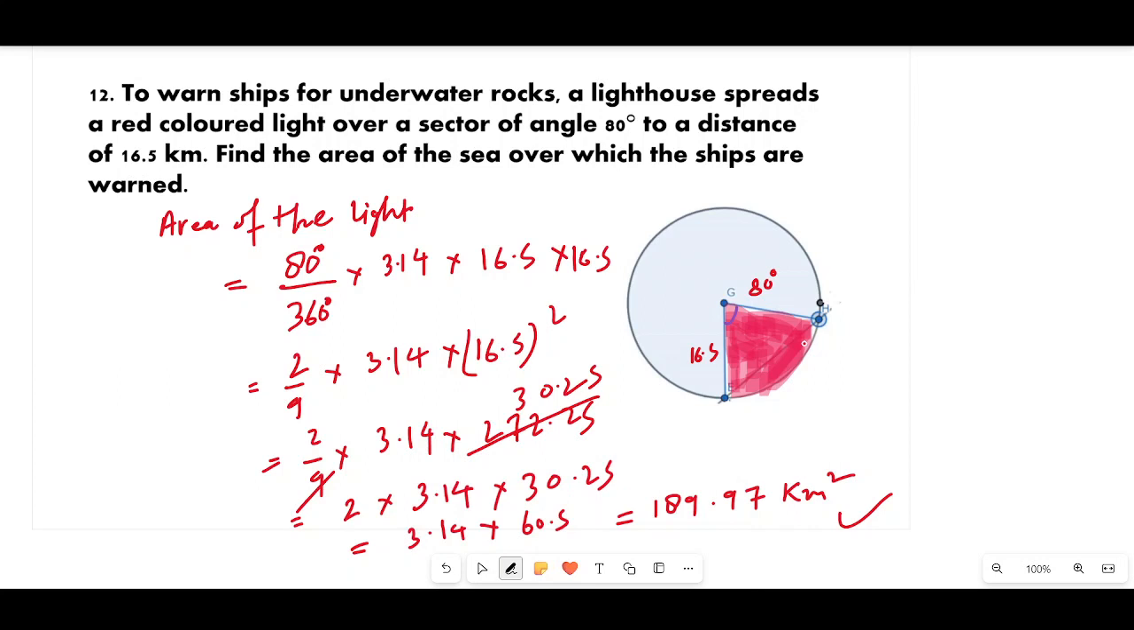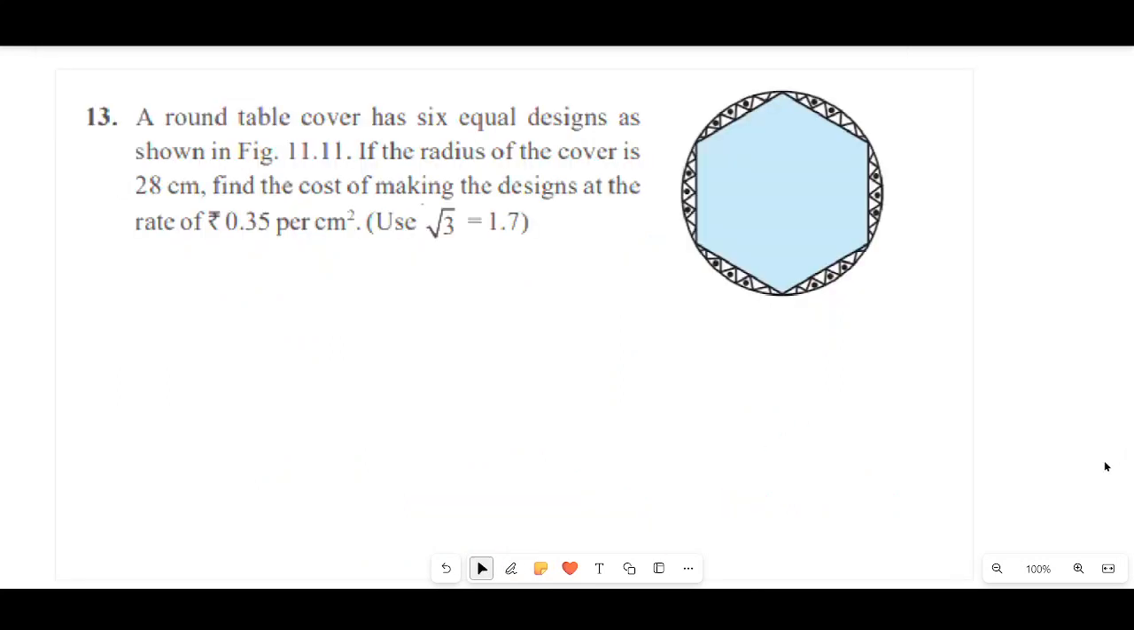Now come at the next part of the question. Now come at the question number 13. A round table cover has 6 equal designs as shown in figure. If the radius of the cover is 28 centimeter, find the cost of the making the designs at the rate of 0.35 per centimeter square. So don't worry about this question. Here, this portion has 6 equal designs.